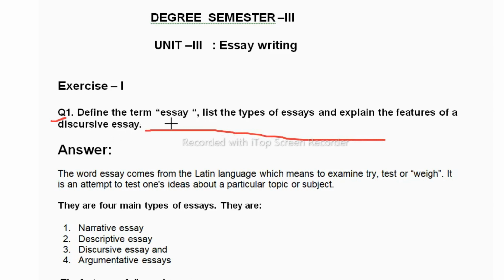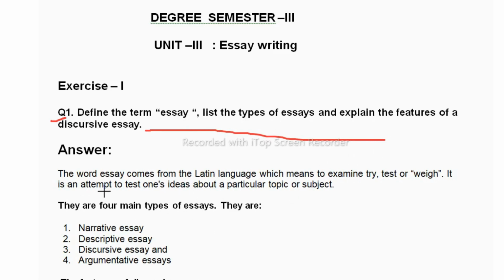First, define the term essay. So here you have to define the term essay. What is an essay? And its structure, where you have to write the introduction, main body of the essay, and conclusion. And after that, you have to give a brief description of these types of essay. Then whatever topic they will give you, you have to write on that topic. Now let's see our answer.